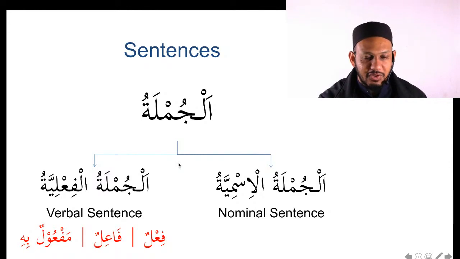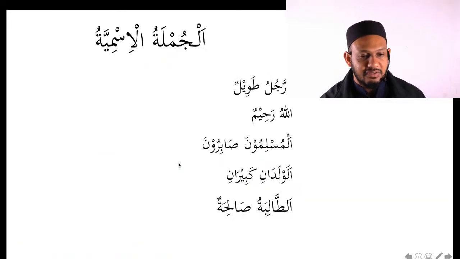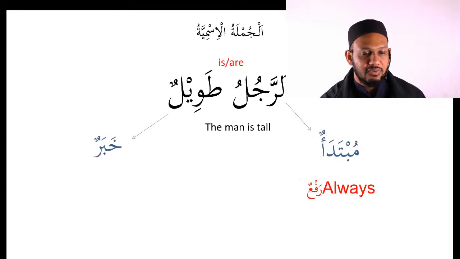When you come to a jumlatul ismiya, the parts you look for are mubtada and khabar. Mubtada is the focus of the sentence. It normally has an al. It is in raf'un, it's at the beginning. The khabar is news, information about the focus of the sentence. It normally doesn't have an al. You with me? So those are the 2 parts. For example, ar-rajulu tawilun is different, because ar-rajulu is mubtada and tawilun is khabar. So those are jumlas.